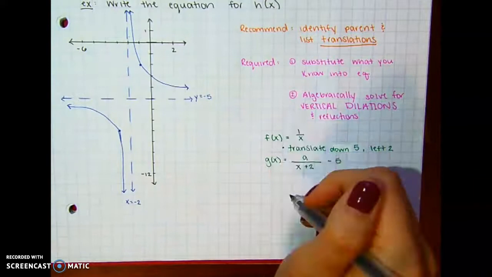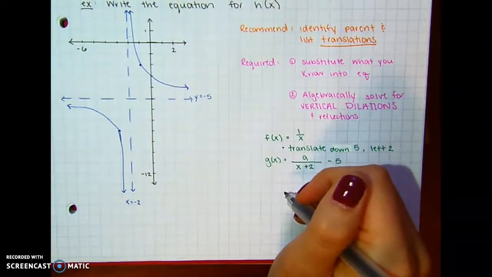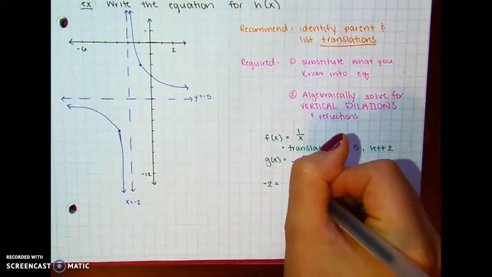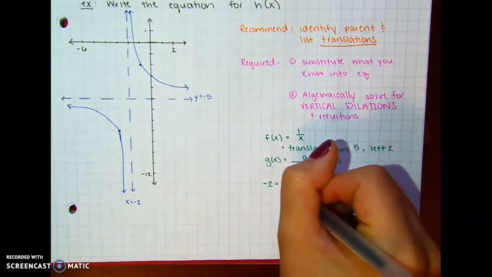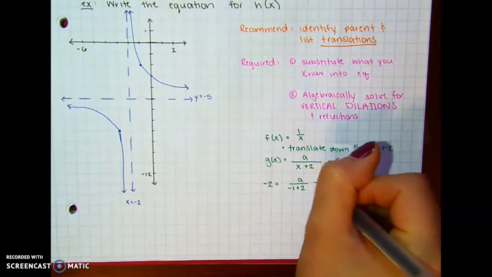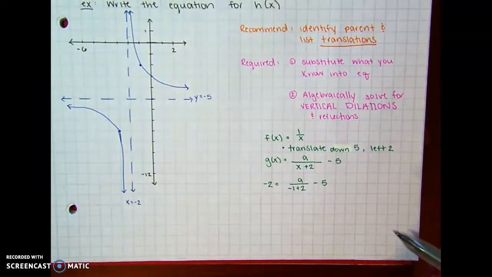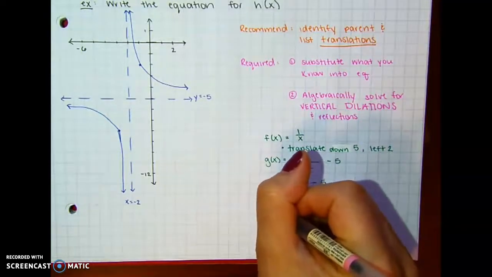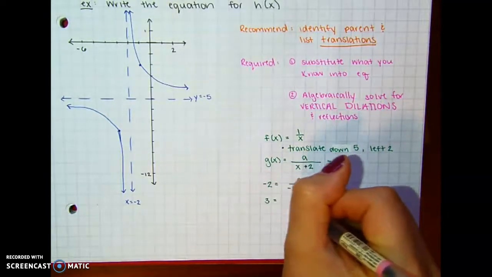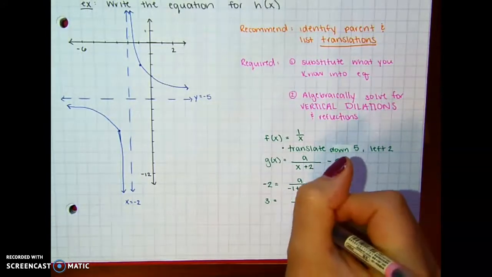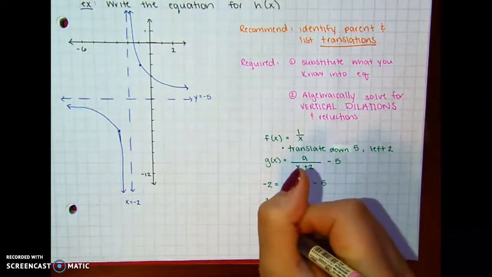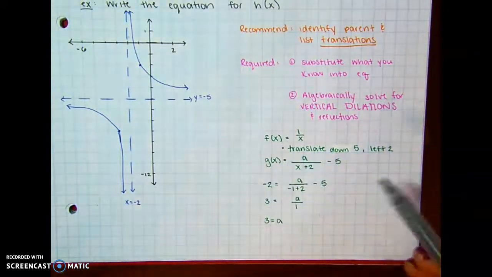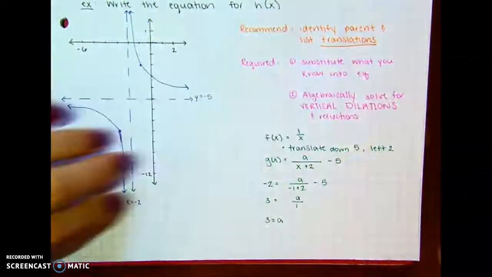So let's do the negative 1, negative 2. So I'm going to add 5 to both sides, so that's 3 equals a divided by negative 1 plus 2, which is just 1. So my vertical dilation is by 3. So this is required.